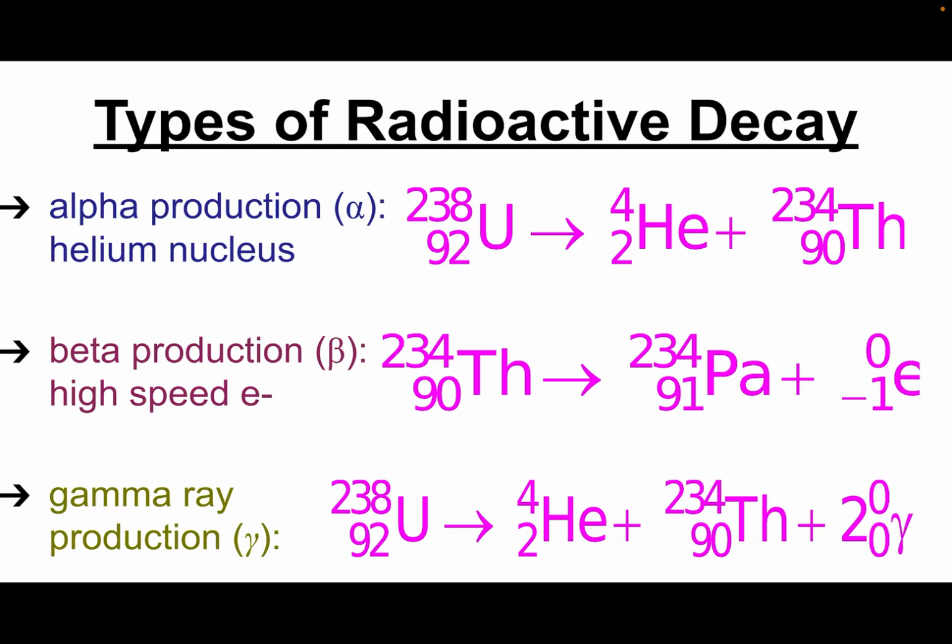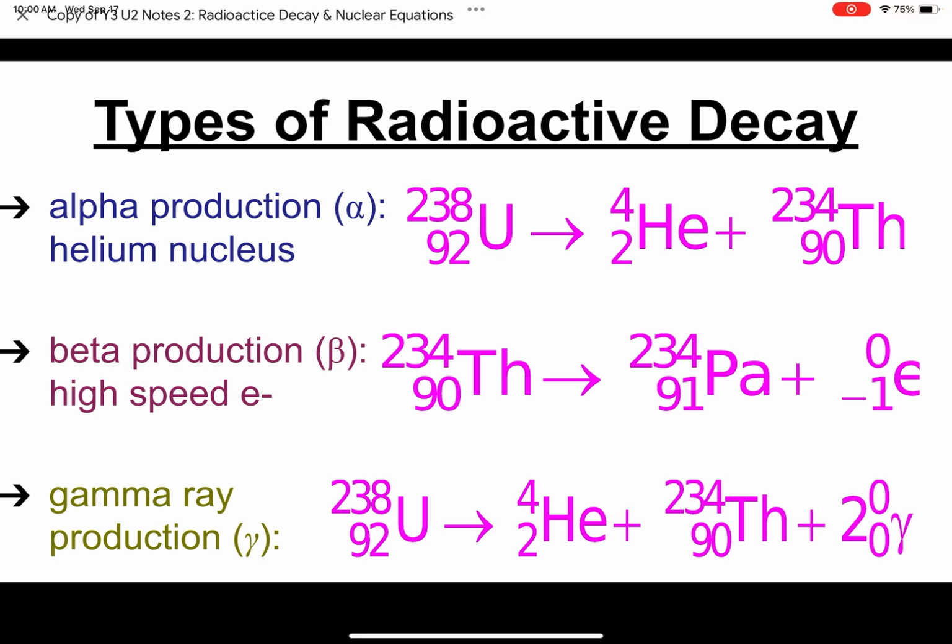So when we look at this, all we're really looking at is if our numbers are going to line up. 238 on the left, so I need 238 on the right. 4 plus 234 equals 238. 2 protons plus 90 protons equals 92 protons. Everyone good there? All right, let's go to our next slide if it lets me.